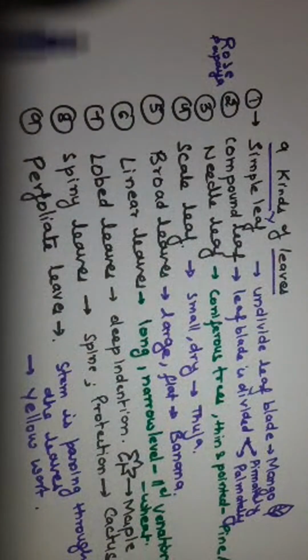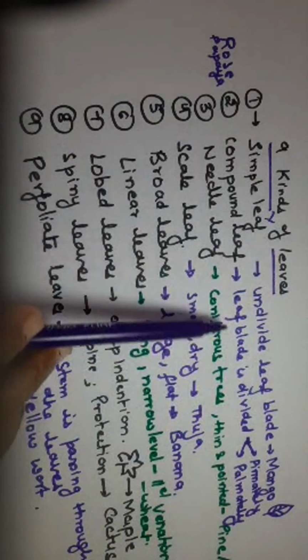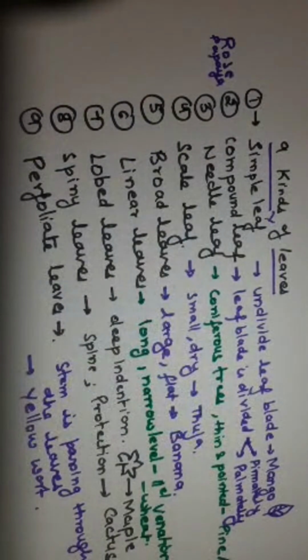So students, these are the 9 kinds of leaf that are observed in plants. I hope it is clear to you. These are the 9 types, with how they look and in which species they are found.